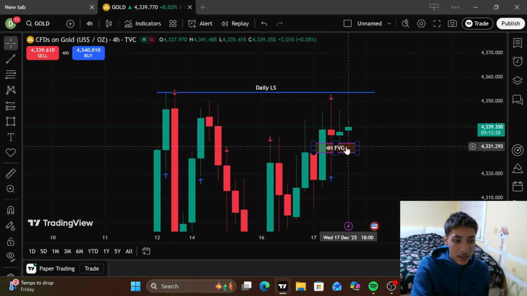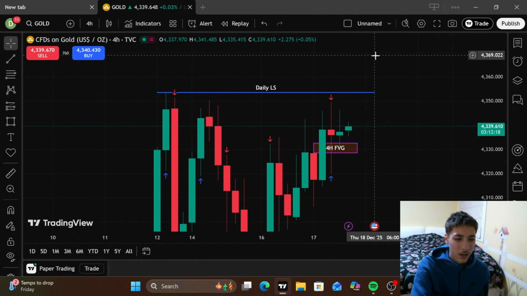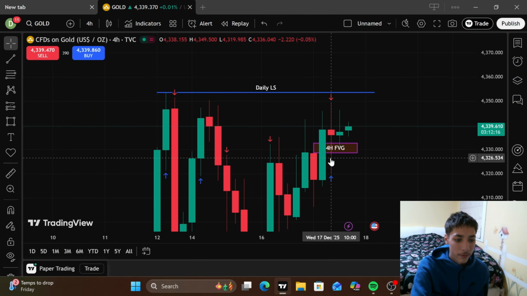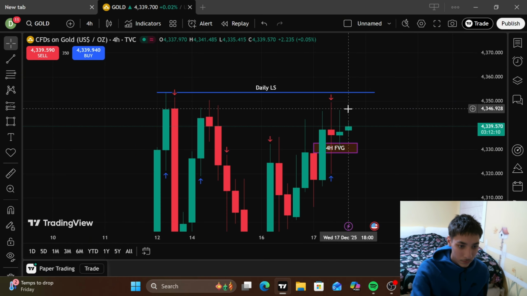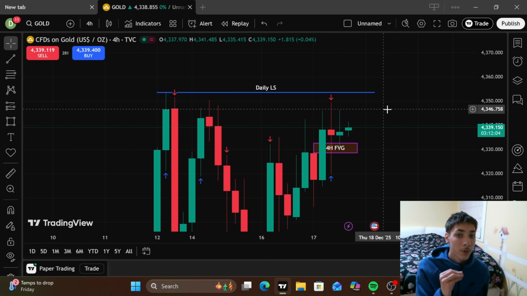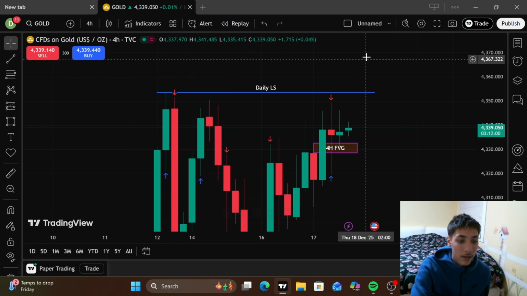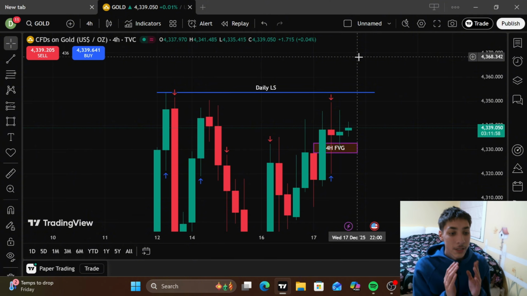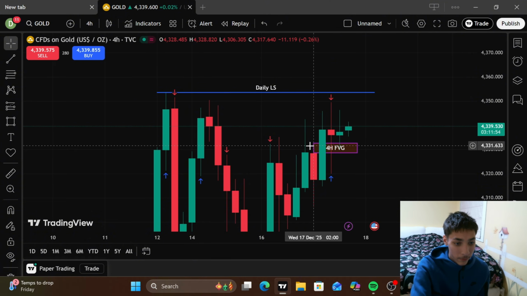and I was basically just entering this trade off of luck, right? Because obviously this wasn't a valid fair value gap. Oopsies. This wasn't a valid fair value gap, right? So there's no momentum to help it move up. And I feel like that's a super, super strong reason why my trade didn't go in the direction that I wanted it to go in, right? Because this wasn't a valid fair value gap, right?